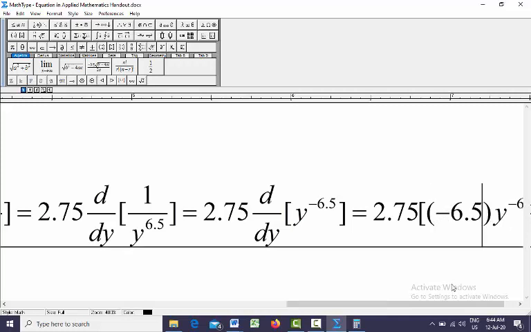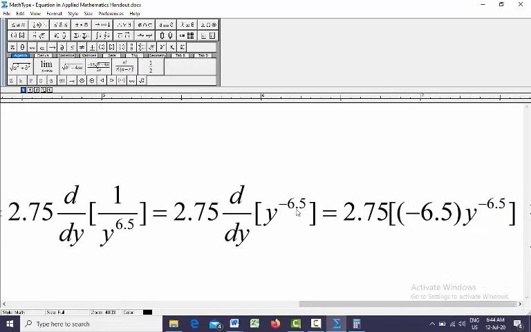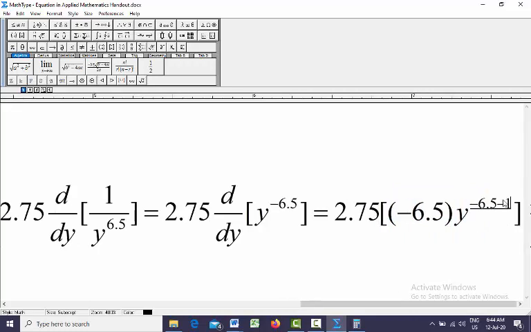That power will come first like this. So when you want to do differentiation of a variable along with the power, in that case that power will come first, and then from the existing power you need to deduct 1.